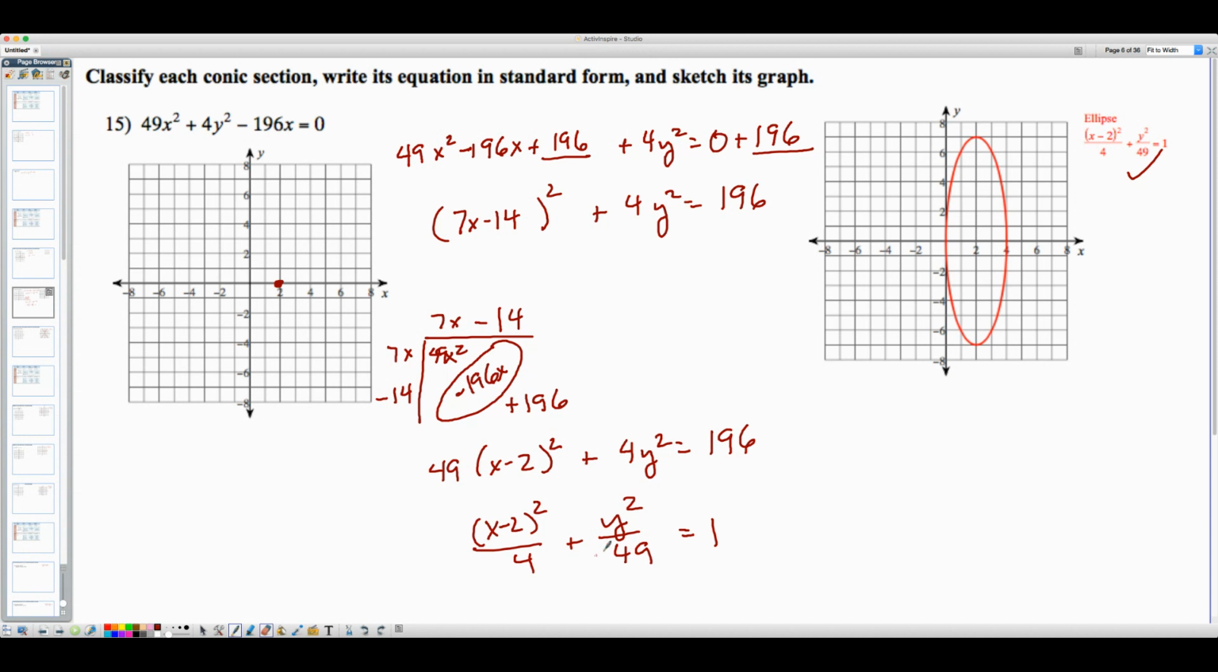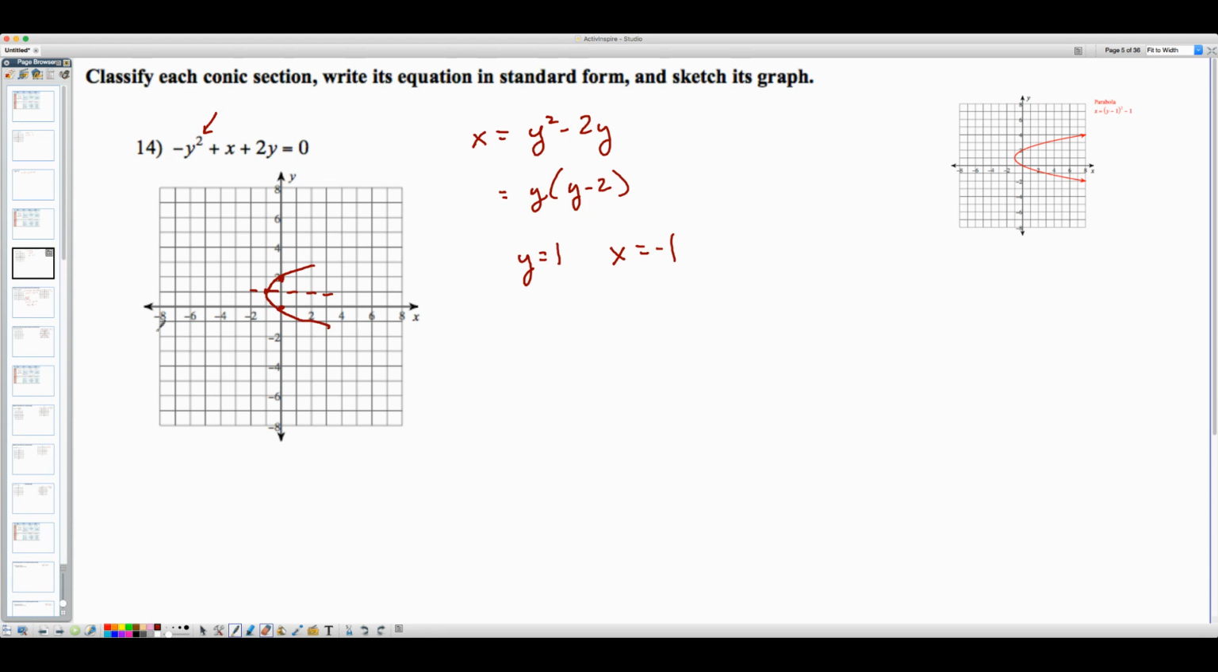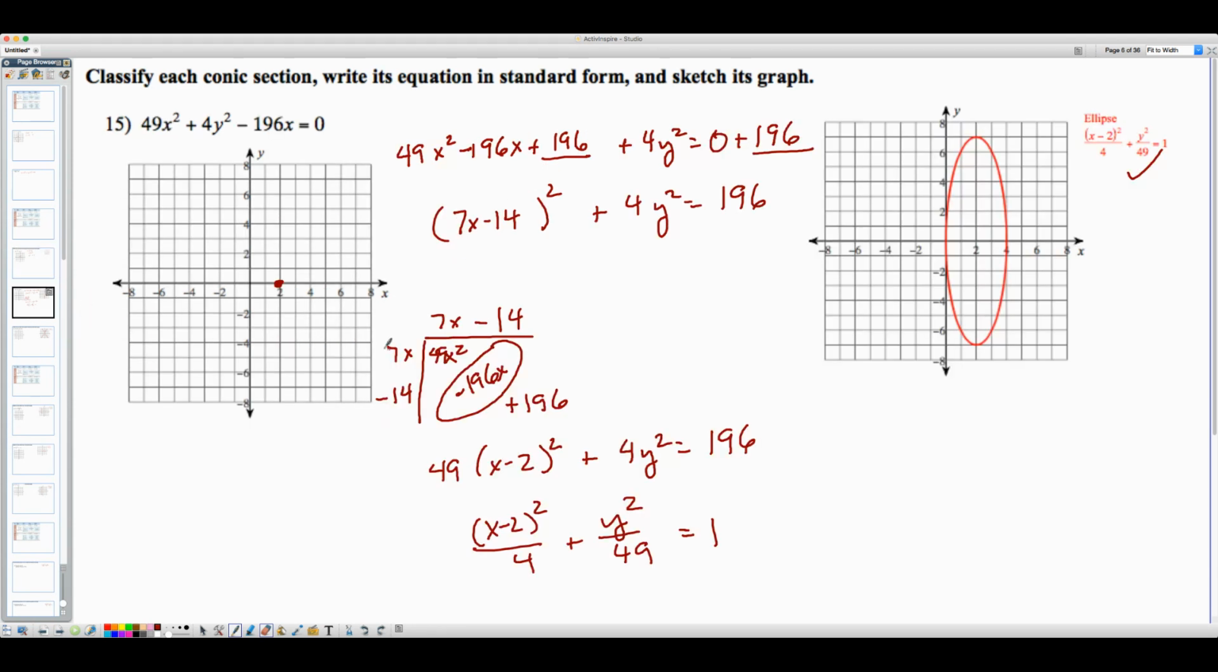So my a value, if I look back at my formula, the a value is always greater than b. And since my a value is going to be like this, my vertex will be at (0, a) and (0, negative a) if the center is at (0, 0). In which case, here my center is at (0, 2). So it's going to be plus or minus in this direction because my y value has the a underneath it. So this will be adding 7 to it in this direction, subtracting 7 in this direction, adding 2 in this direction and subtracting 2. So it's going to be long and thin.